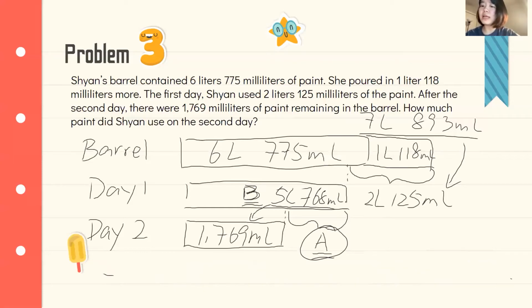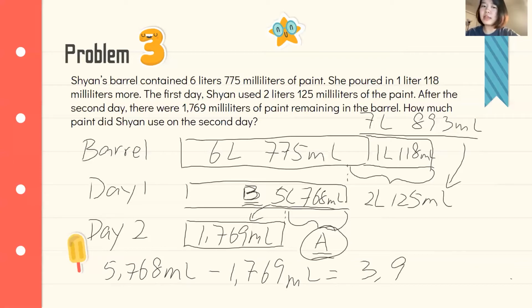Okay, and I realize they don't share the same units, so I will have to convert one of them to match the other. So I will convert the first one, 5 liters 768 milliliters, to milliliters. 1 liter equals 1,000 milliliters, so we have 5,768 milliliters. Okay, and subtract 1,769 milliliters, and it gives us 3,999 milliliters. Okay, and this is what we're looking for. So she used 3,999 milliliters on the second day.